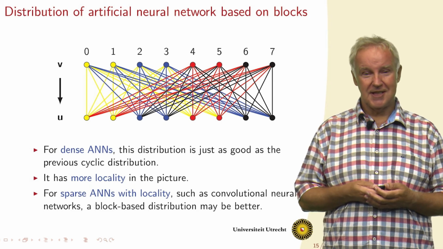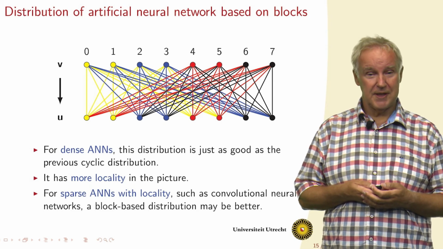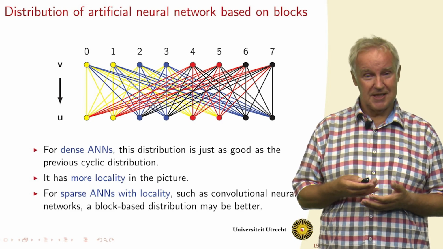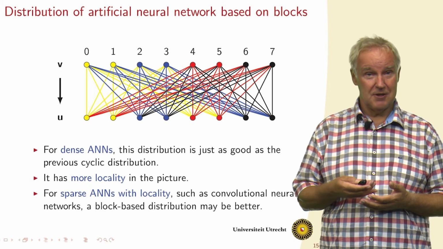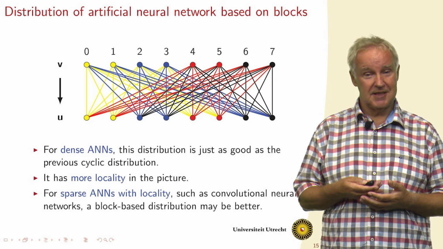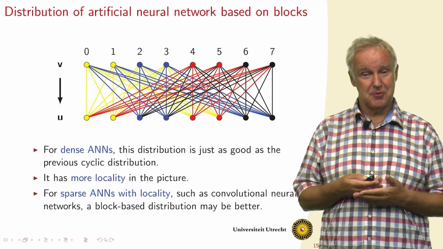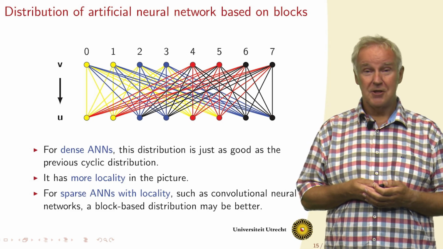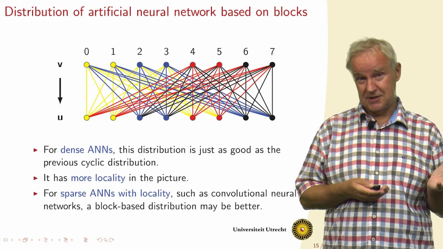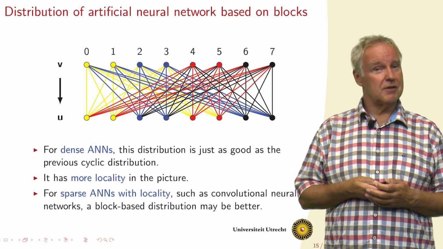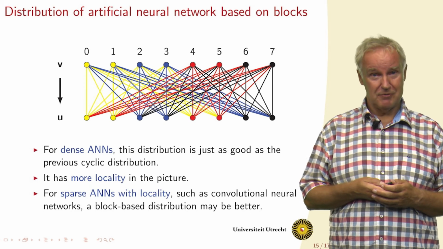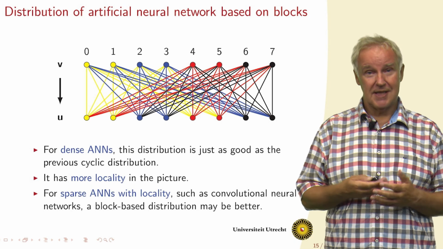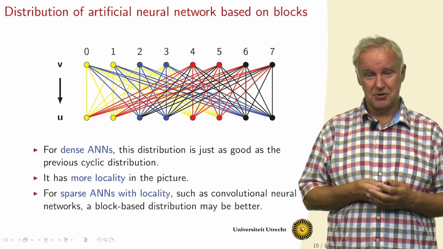You can easily see that, for example, neurons 0 and 1, some of the connections to the next layer are yellow, and the neurons are yellow. And so there's no communication needed. Only for connections to other processors you need to communicate. So this works equally well as the previous one. But if you're limiting the number of connections, not all to all, but for example only to neighboring processors, then there's some locality, and the block distribution might work better.